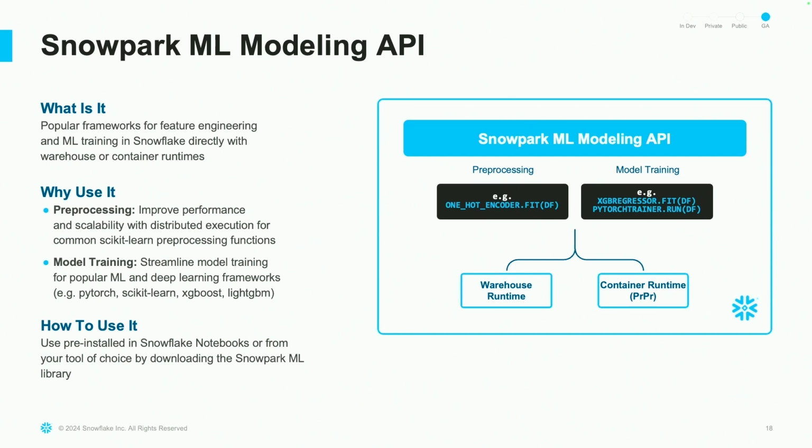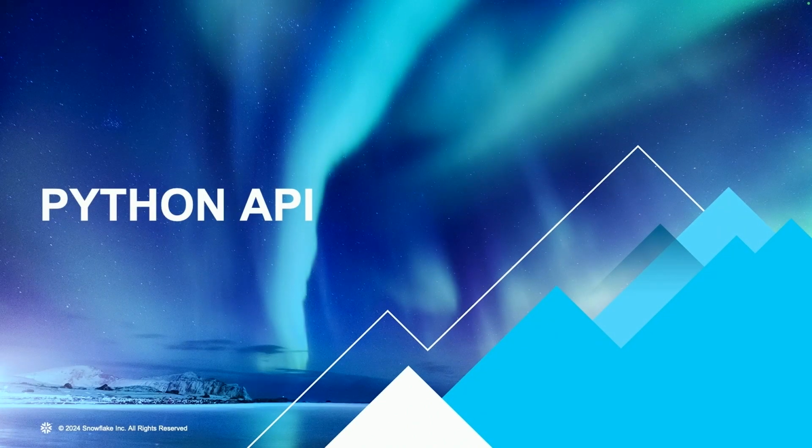And we have now added PyTorch in there. We have a new interface for PyTorch. And in addition to that, what we have done is we have actually updated these libraries such that they can run on both the existing warehouse runtime as well as the new container runtime. And these come pre-installed on all Snowflake notebooks, so there is no extra installation to get started. So with that said, let's dive a bit into the Python API.